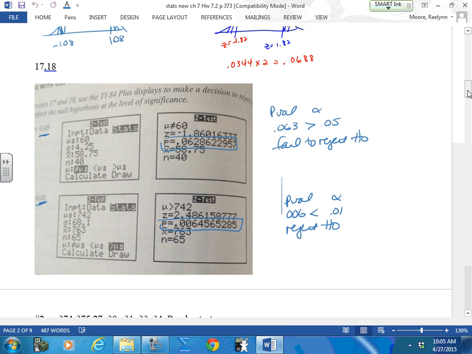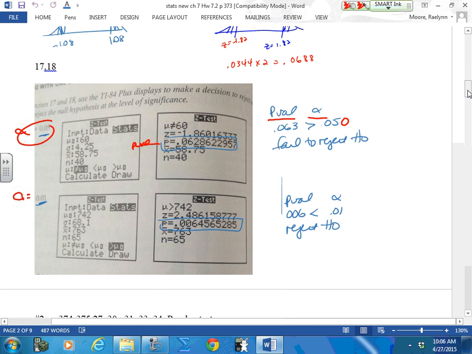17 and 18, it's giving you the level of significance. This is your level of significance. This is your p-val. It's asking you to test your p-val against your level of significance. All this is asking you to do is a test. Alright. So set up your p-val to your level of significance.